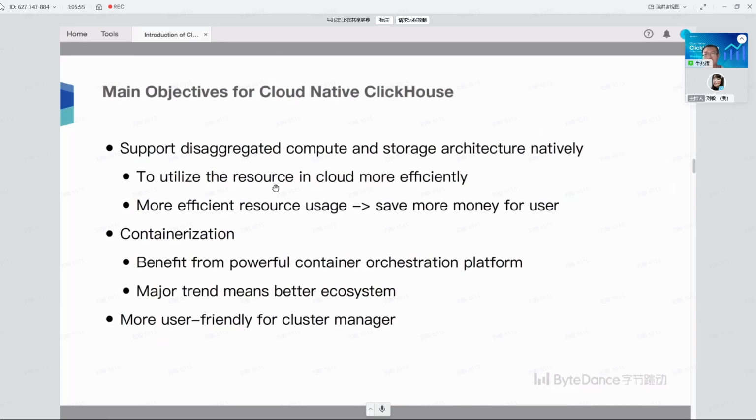And the last one is we hope our system can be more user-friendly. If you have some experience using ClickHouse, you must know that for data replication, you must choose a ReplicatedMergeTree, and to query the data in different shards, you also need to create a distributed table. So we want to hide all of these things from the users or even the cloud manager, and make our system more user-friendly. So these are the three objectives.